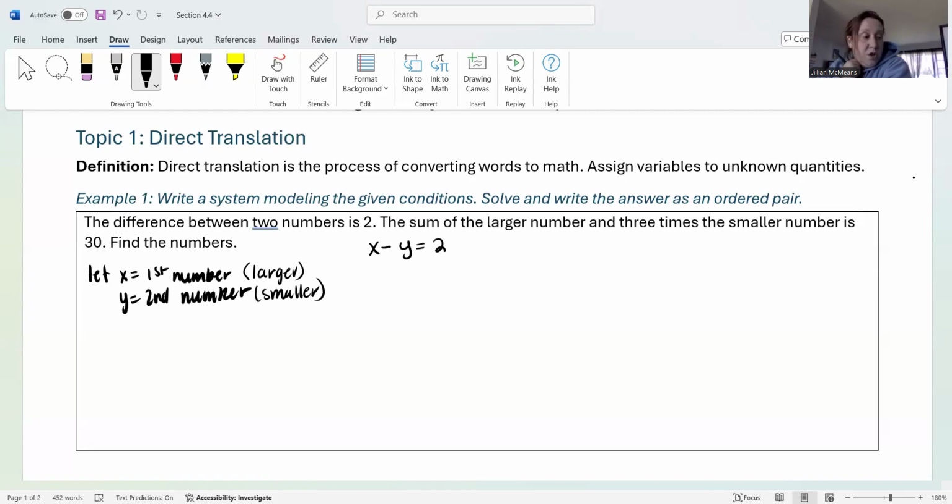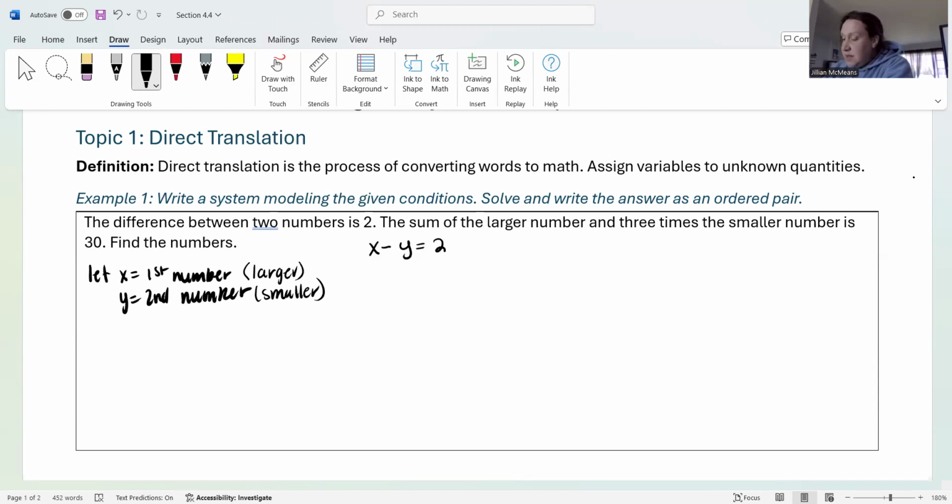So the sum of the larger number and 3 times the smaller number is 30. So now we're taking the larger number, which is x. We're going to add it to 3 times the smaller number, which is y. And that sum is going to be 30. Okay, and I really did need the first number, x, to be the larger one because when we take x and we subtract y, we get a positive sum. So that tells me that x has to be bigger than y.